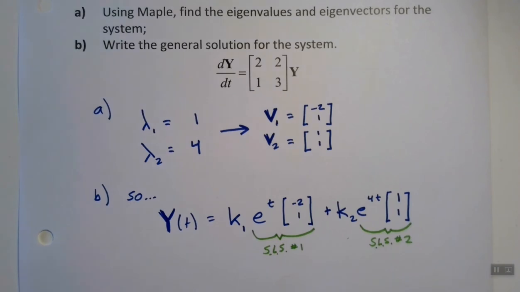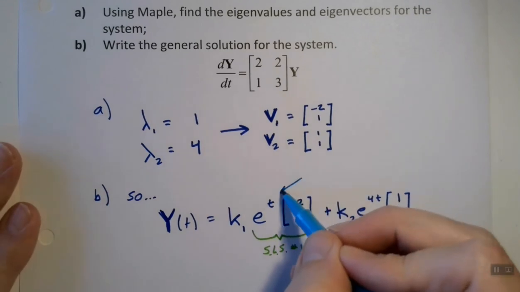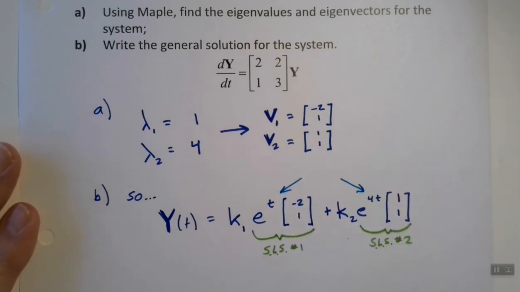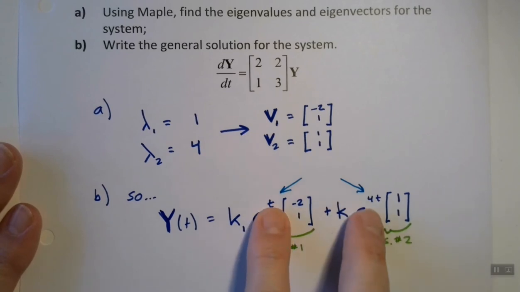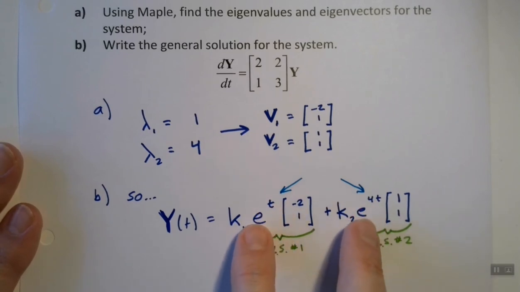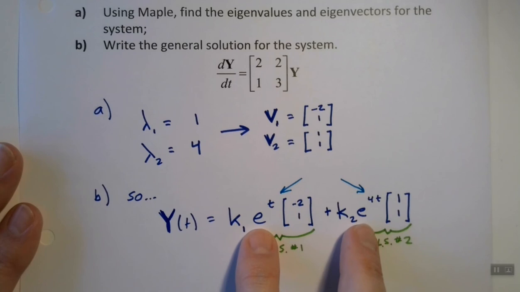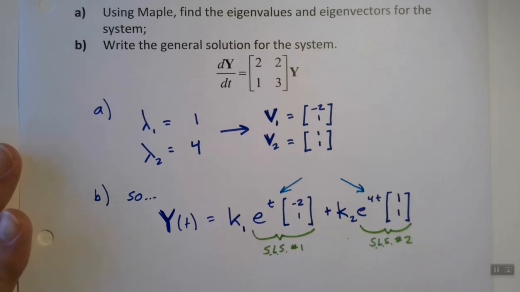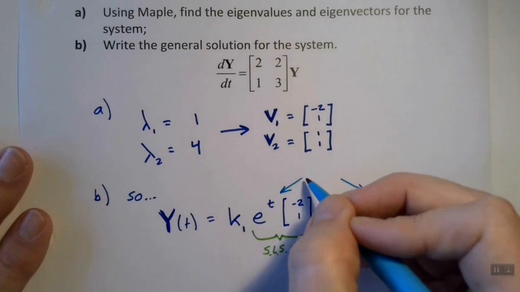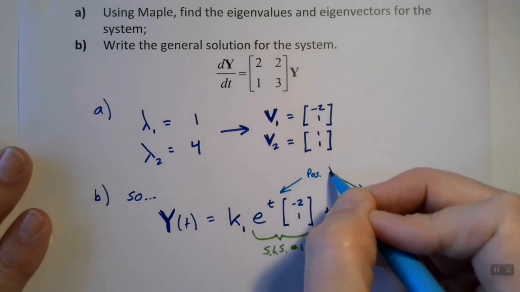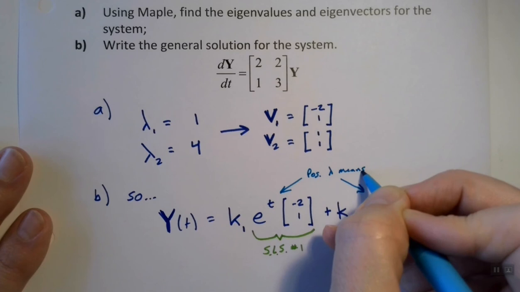The other thing that's probably worth noting is that we're dealing with two positive eigenvalues. So positive eigenvalues mean what in terms of the equation? If I let t get bigger and bigger and bigger, what's going to happen to each one of those e to the t and e to the 4t? Well, they're going to blow up. They're going to get huge. So positive lambda means exponential growth.